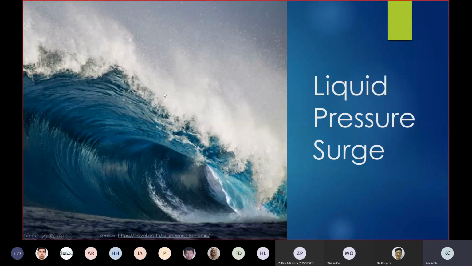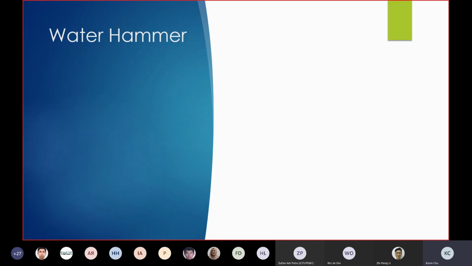So what is liquid surge? Liquid pressure surge is basically a transient sudden increase or decrease of pressure in a liquid pipeline. One of the most well-known liquid pressure surges is water hammer. Water hammer is a commonly observed phenomenon taking place in any liquid transportation system.